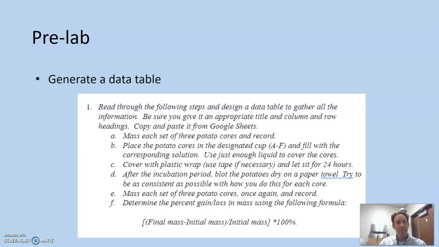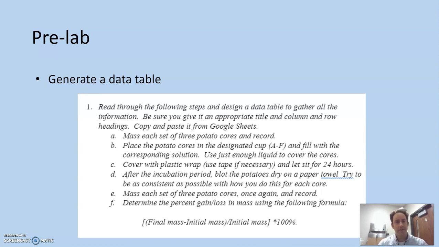For your pre-lab, basically the only thing you need to do is generate a data table based on the data you're going to be collecting. In the actual Google assignment that tells you about the lab, these instructions are there, so you're going to read these and figure out, if we're going to be doing this, what kind of data are we going to need to record? That's your task for the pre-lab, to generate this data table, and I'm going to leave it to you and your group members to figure out the best way to do that.